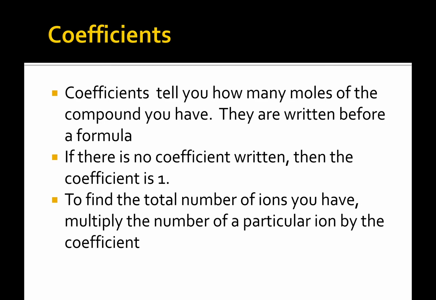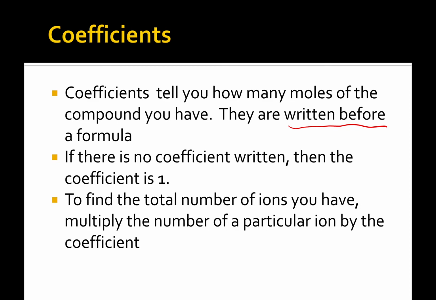Coefficients are going to come at the front of a formula. They tell us how many moles of the compound or ion that we have. These are written before a formula, whereas the subscript comes after, in the lower portion of the script. Coefficients are whole numbers written before a formula, and just like with subscripts, if there's no coefficient written, the coefficient is 1.